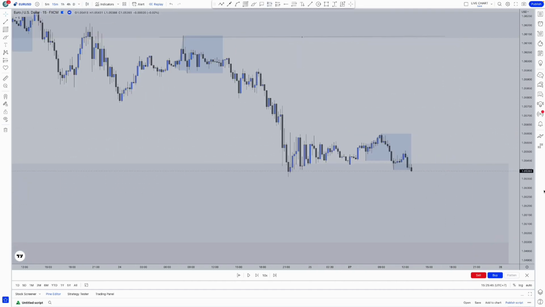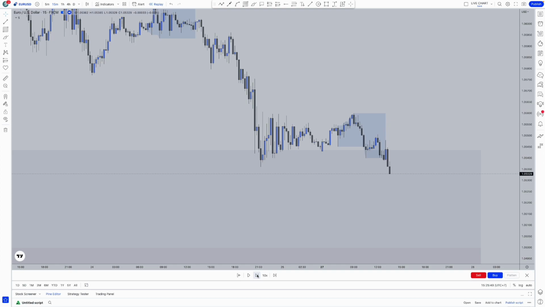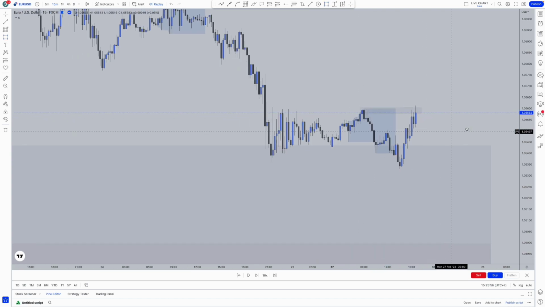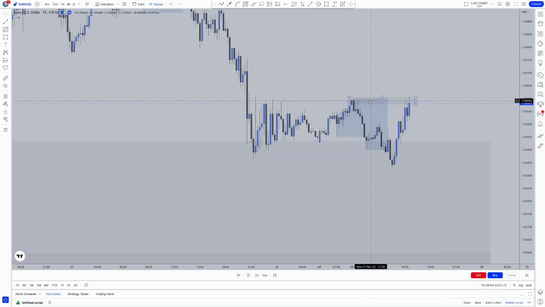So, still more room to come into the zone. Yeah, and all the rules were met. Sweep of liquidity. You see, this is all very similar price action to how I trade in other trades. Sweep of liquidity, the break of structure here, that you do get a nice body break on the 15-minute.